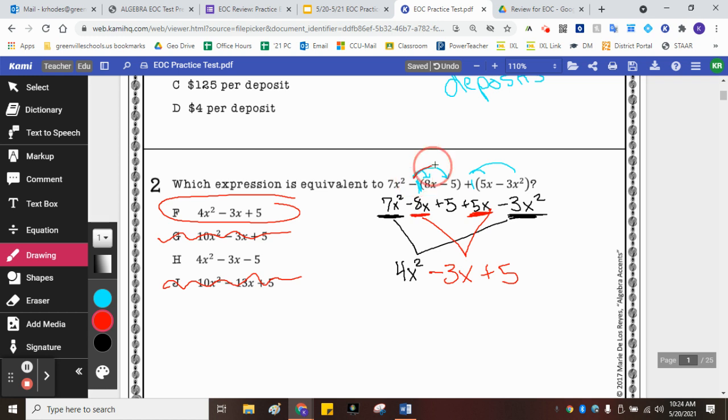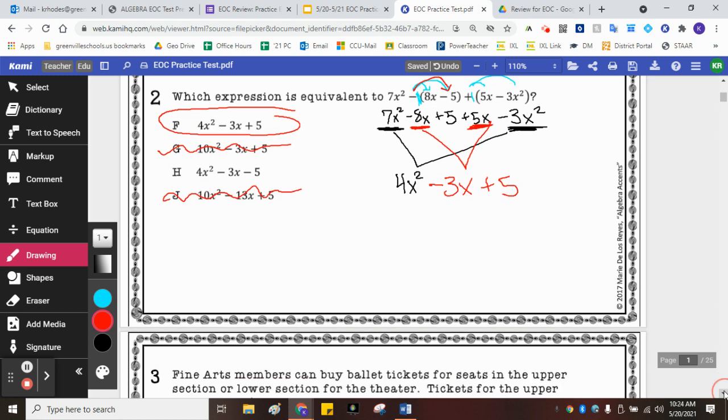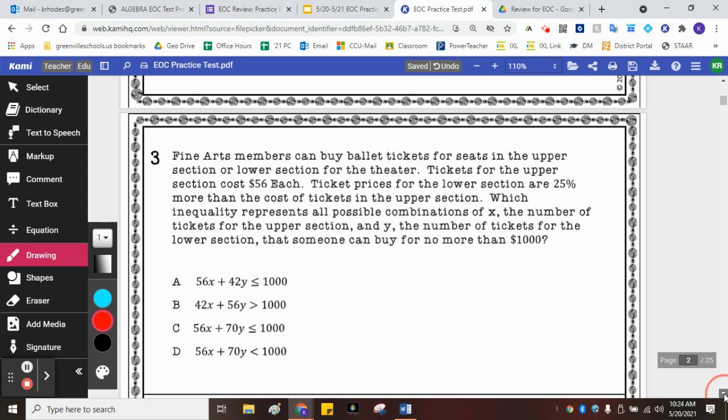If you forgot to distribute that negative to the -5, that's how you would get a -5. So be careful. Multiple choice questions are tricky in math. If you make one mistake, that answer is usually there.